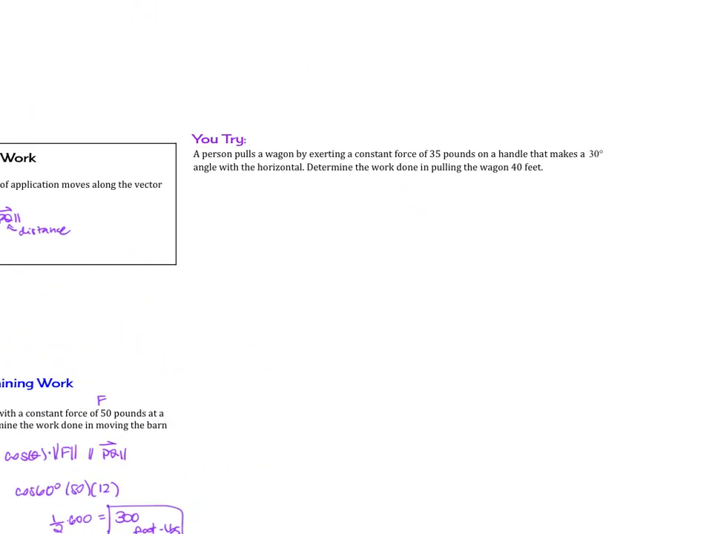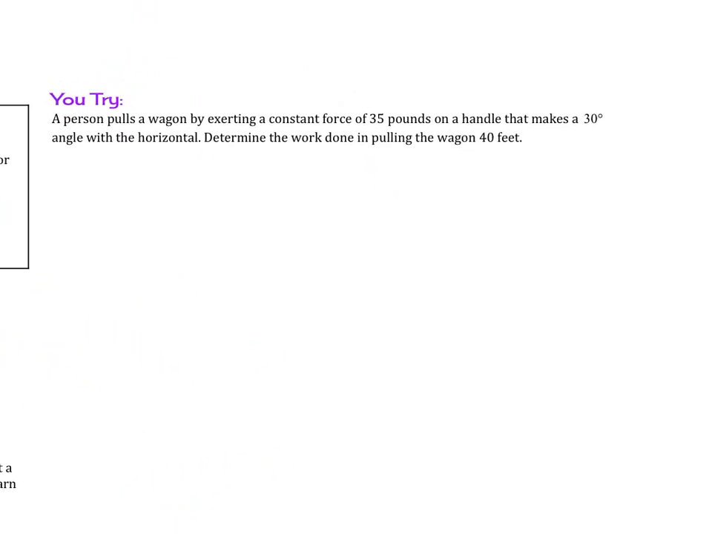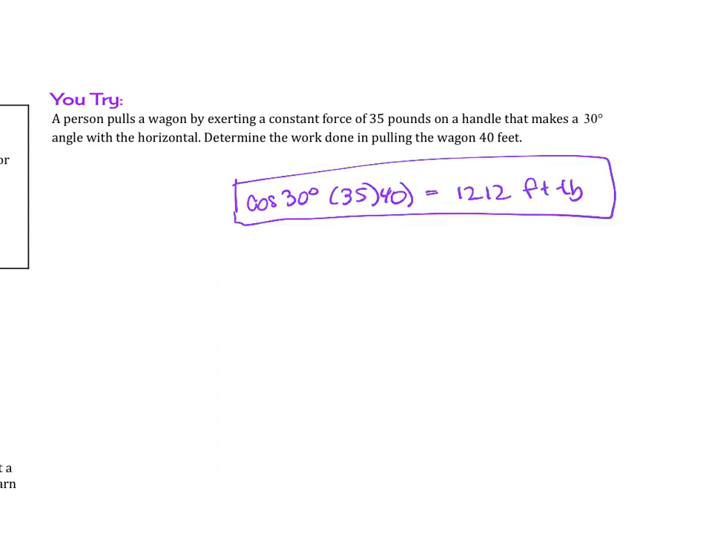So try this example. A person pulls a wagon by exerting a force of 35 pounds on a handle that makes a 30-degree angle with the horizontal. Determine the work done in pulling the wagon 40 feet. So it's cosine of 30 degrees times 35 times 40, which is 1,212 foot-pounds.